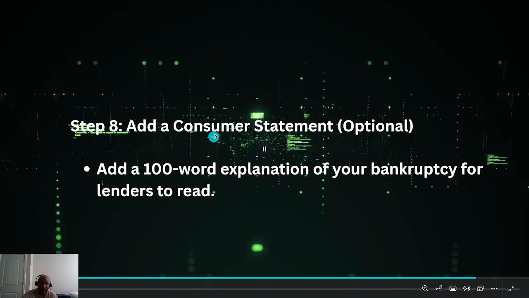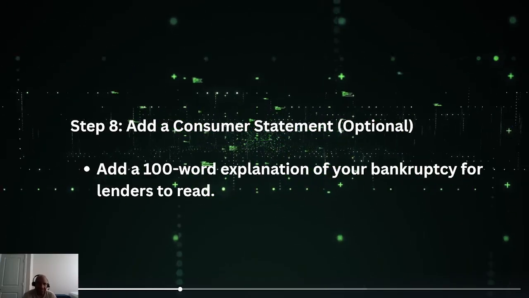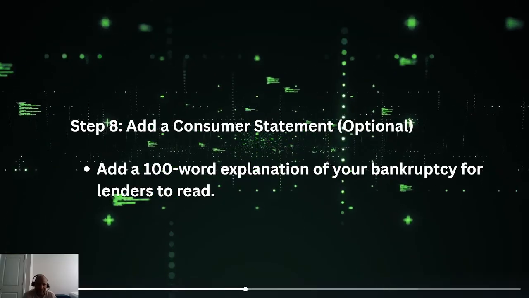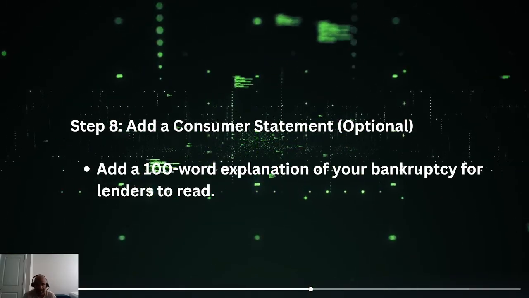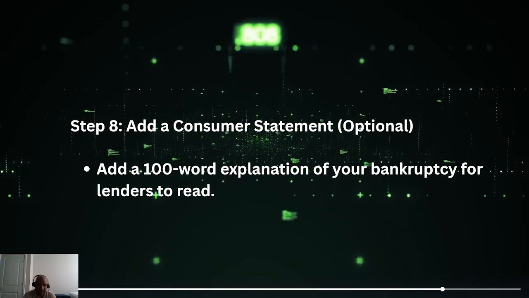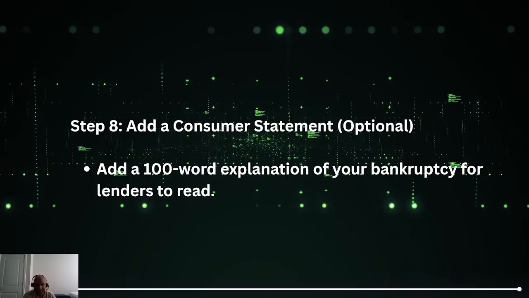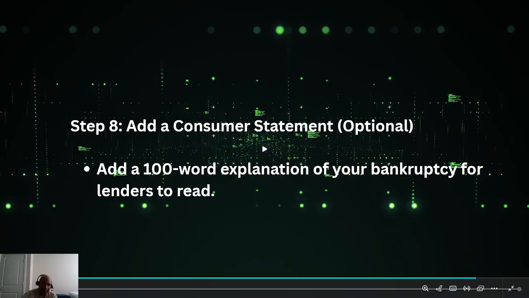Step 8. All right. So basically, you want to be in good graces with the credit bureaus. Add a consumer statement, which is optional, and just let them know why you were in bankruptcy. It can help. Will it remove anything? Probably not, but it can help. And it's basically 50-50 at this chance. And that's if it's still reporting.